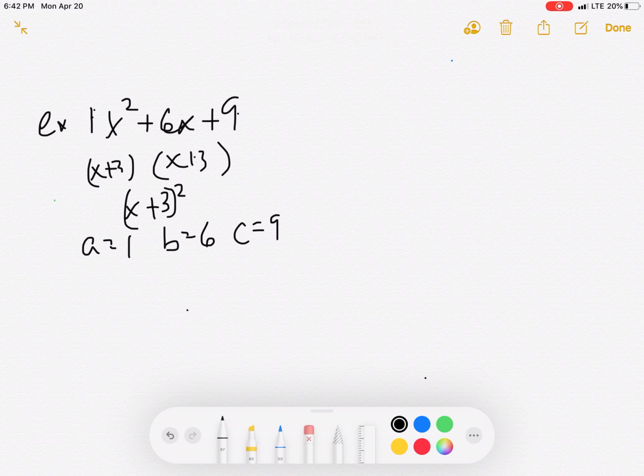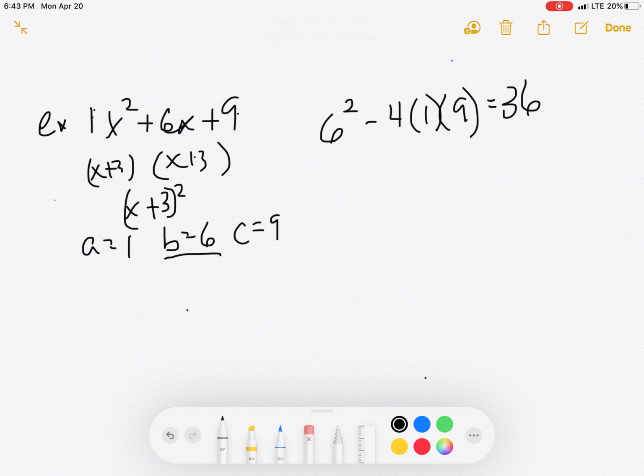So when we do this problem, you're going to see that we're going to get b squared, so there's b, so 6 squared minus 4 times a is 1 and c is 9. And when we work this problem out, we get something like 36 minus, and then we get 4 times 1 is 4, 4 times 9 is, oh look, 36. And 36 equals 36, so when we subtract them we get 0, and again you can see we're going to get 1 root.